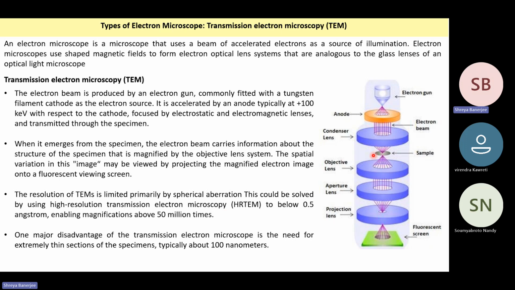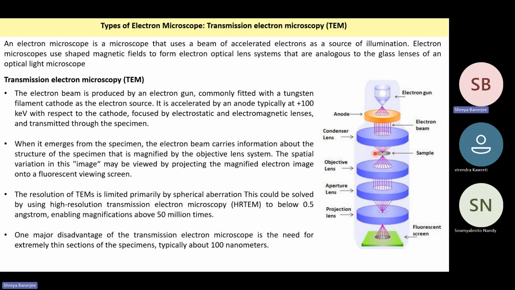And now we have come up with a transmission electron microscope, which can magnify more than 50 million times. So that is a good point of the TEM, that it can cause such high magnification. The disadvantage is that you need a very thin specimen, around 100 nanometers. So the specimen that is kept here, the electron has to pass through the specimen. That can only happen if the thickness of the specimen is very less, around 100 nanometers.